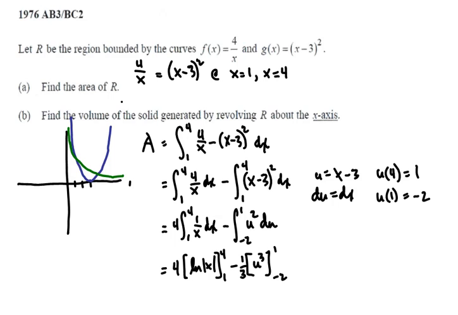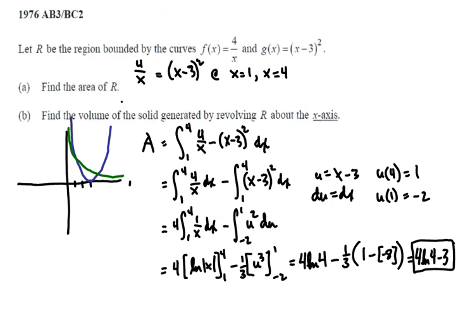So what we need to do now is evaluate natural log of absolute value of x. Since both of the limits of integration are positive, the absolute value doesn't matter anymore. And so we have ln of 4 minus ln of 1. And since ln of 1 is 0, we end up with 4 ln of 4 over there. For the next term, we have 1 to the third minus negative 2 to the third. And negative 2 to the third is negative 8, so it's 1 minus negative 8. And so that'll be 9 over 3, which is 3, so we end up with 4 ln 4 minus 3 as our final answer to part A.